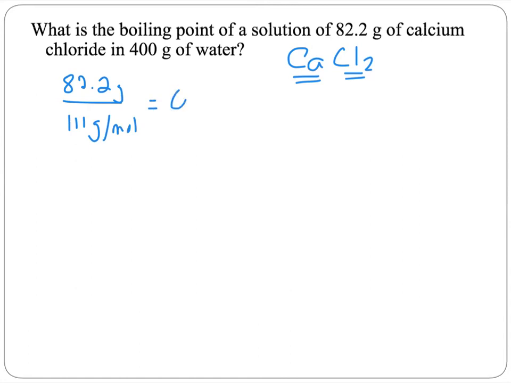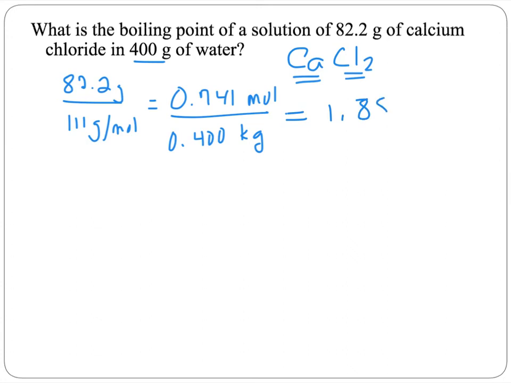And so this tells us we've got 0.741 moles. In order to figure out molality, we have to divide by kilograms. Again, we've got 400 grams, so that's 0.4 kilograms. So when we do the calculations, we find that we have a 1.85 molal solution. So then we need to just plug it into the formula.